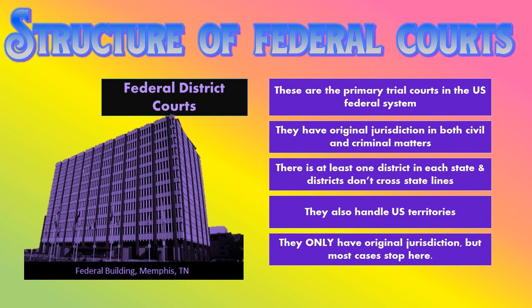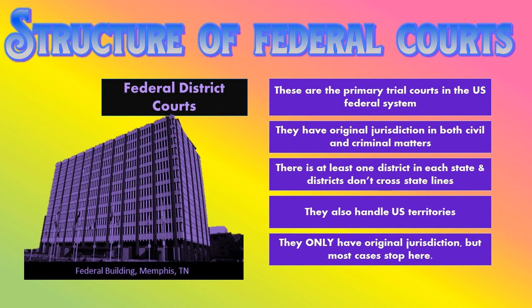These are the main trial courts in the United States. So any kind of issue is going to start here at this low level of court. They're going to have original jurisdiction, meaning they deal with the facts of the case, in both criminal cases and in civil cases.